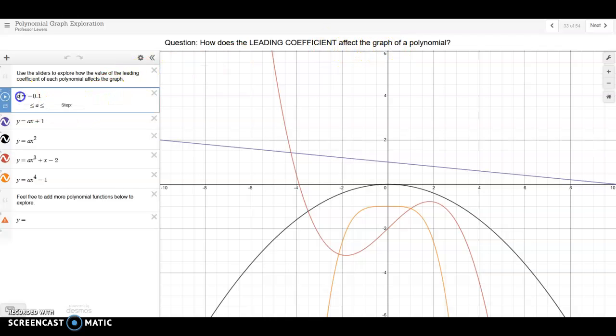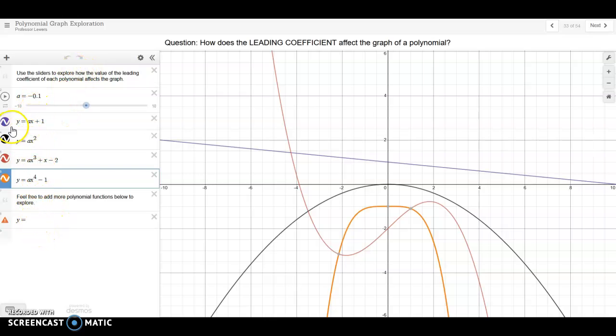Our leading coefficient is A. That can't be equal to 0. If it were equal to 0, then that first term would go away, and that would no longer be a linear, it'd be constant. This would no longer be quadratic. That term would go away completely, it'd be constant also. This would go away and it would become linear because the next term is an x. So A can be anything but 0.